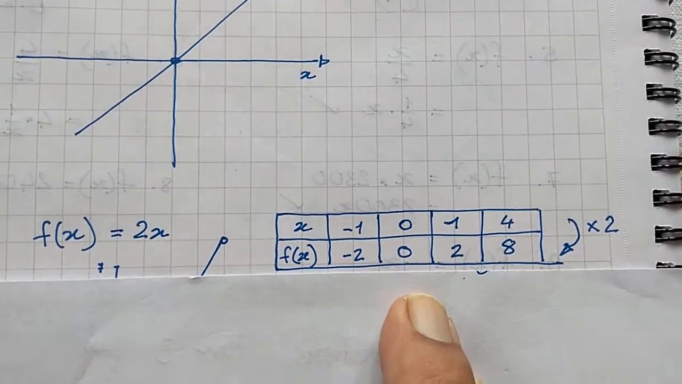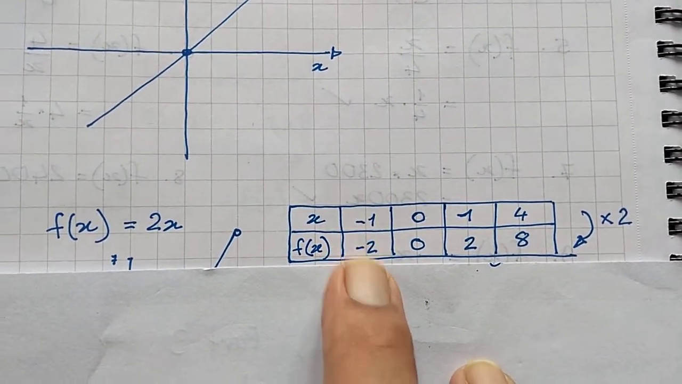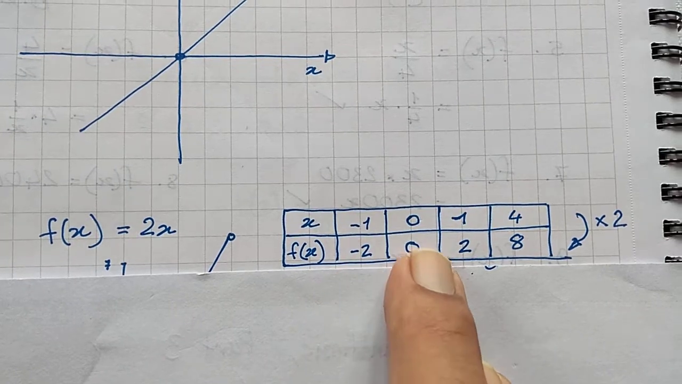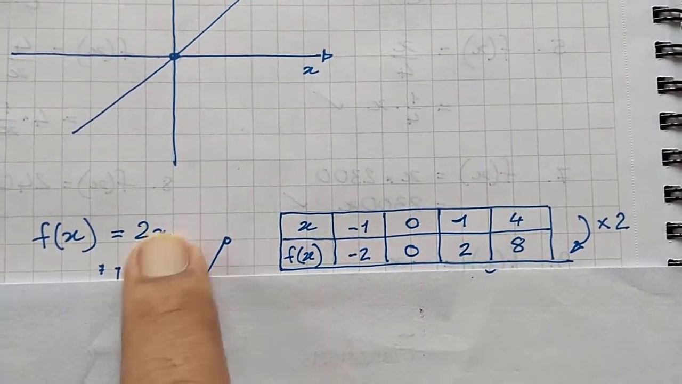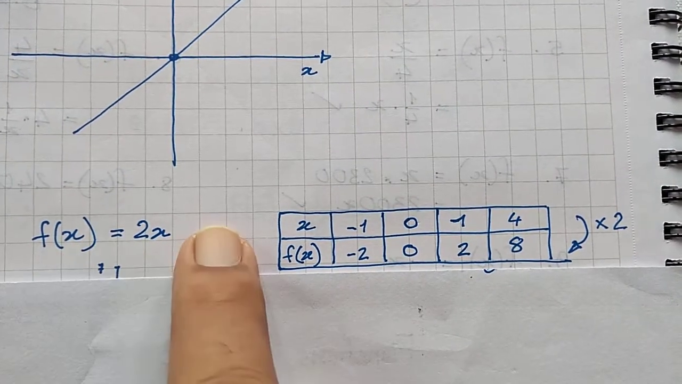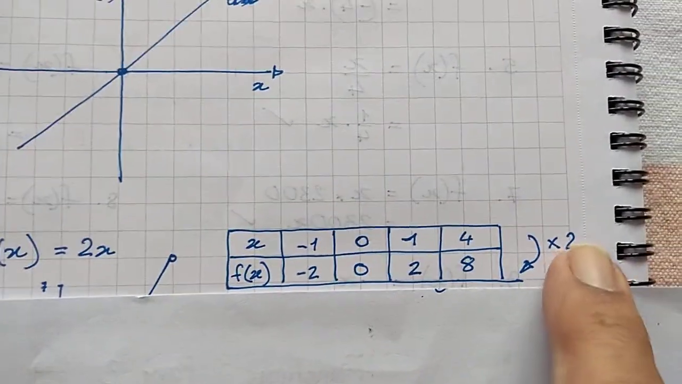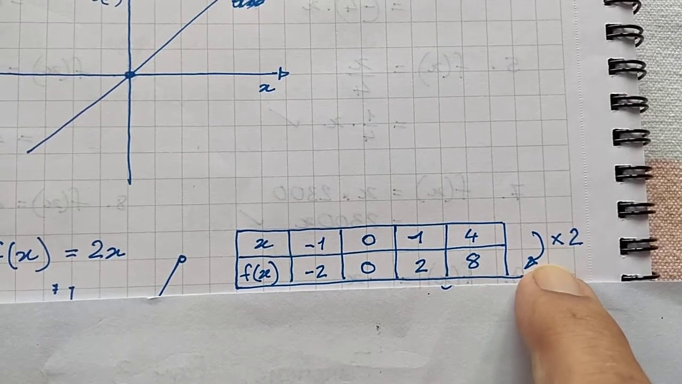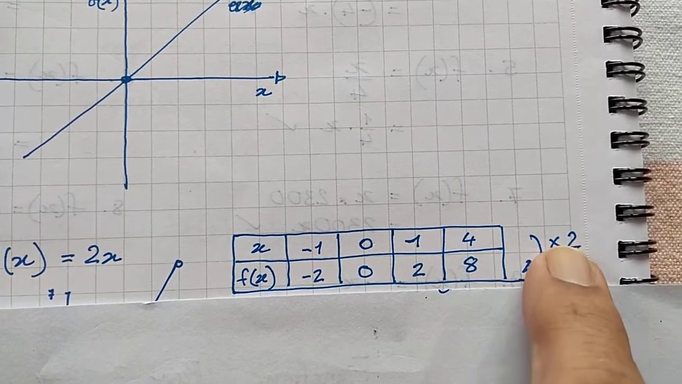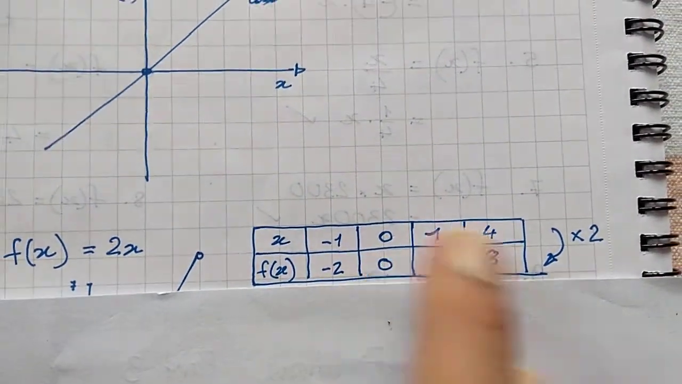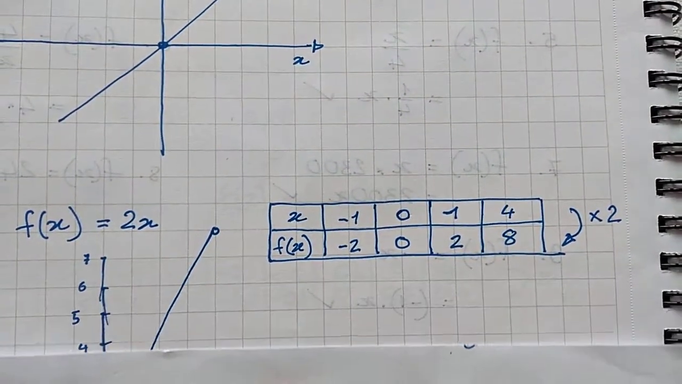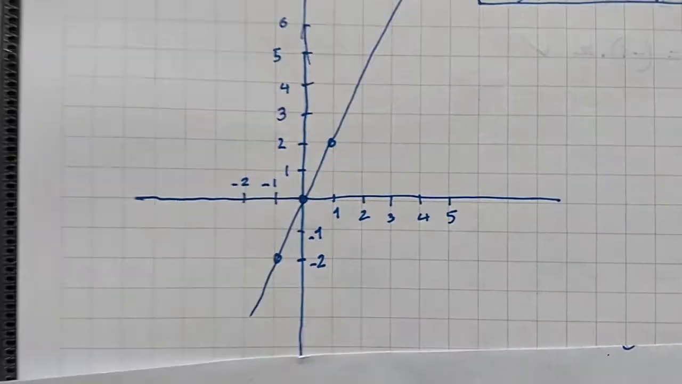So if we write down a few values, for minus 1, f of x will be minus 2, for 0 it will be 0, for 1 it will be 2, for 4 it will be 8. We are just doubling whatever value we put for x. So here, as I wrote before also, x we are just multiplying by 2. So now if we try to draw this, we can plot these 4 points and then see how the curve looks through them. So let's do that here.